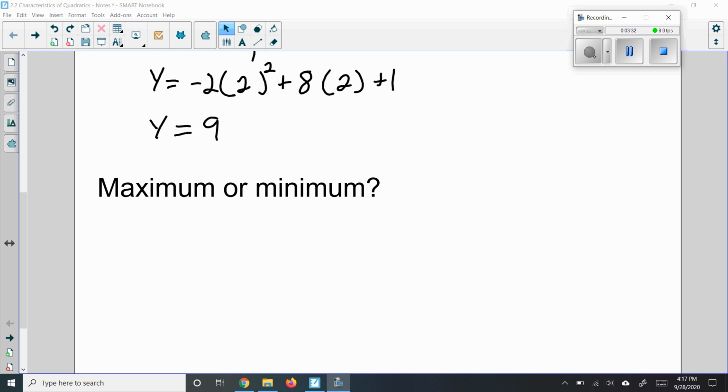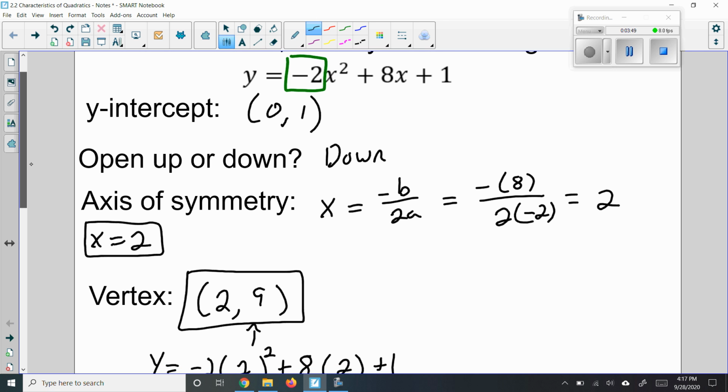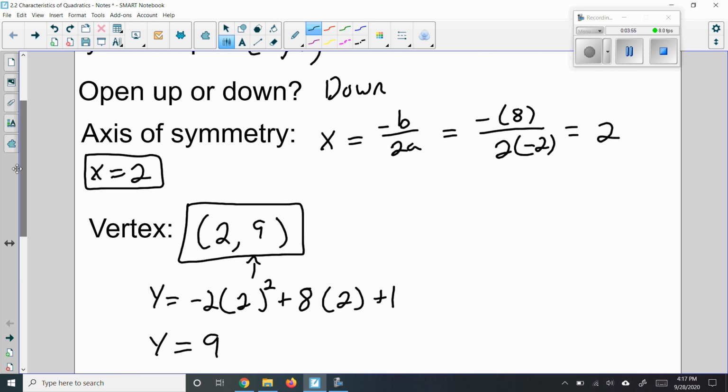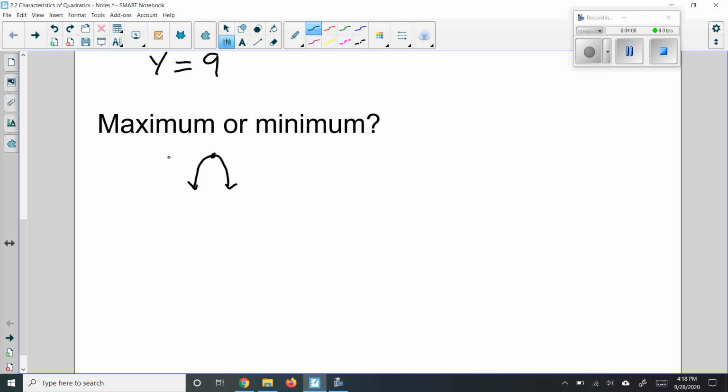So the maximum or minimum. Recall, if a quadratic opens up, this is the minimum. If the quadratic opens down, this is a maximum. Our quadratic opens down. Okay, so since our quadratic opens down, we have a maximum. And that maximum is just the vertex, which is 2, 9.